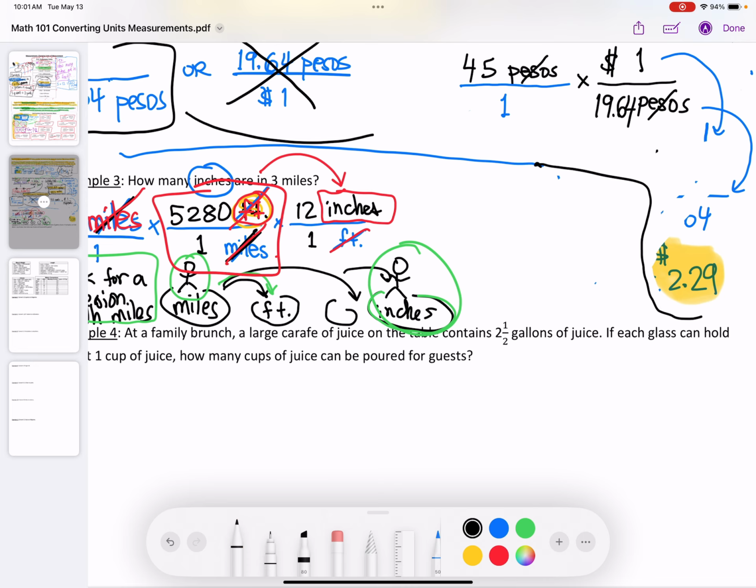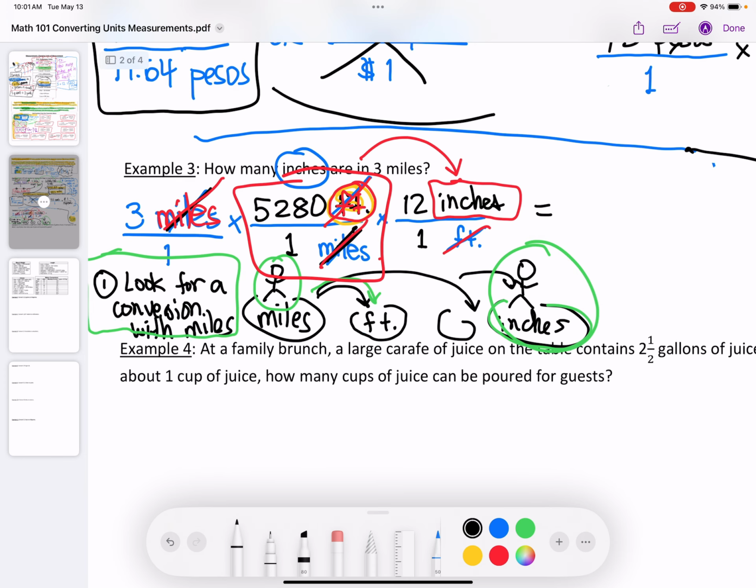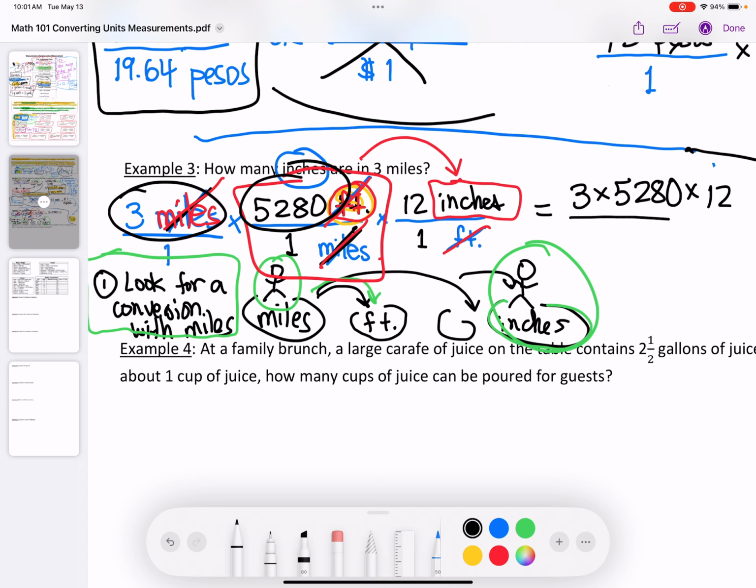That's all done. Okay, so now I'm going to multiply the numerators together. You could just multiply it, but I'm going to write it so it's maybe more clear what we did. There's a 3 in the first numerator, 5,280 in the second one, and the third numerator had a 12. I'll multiply all those together eventually. But all these denominators, 1 times 1 times 1, that just makes 1.